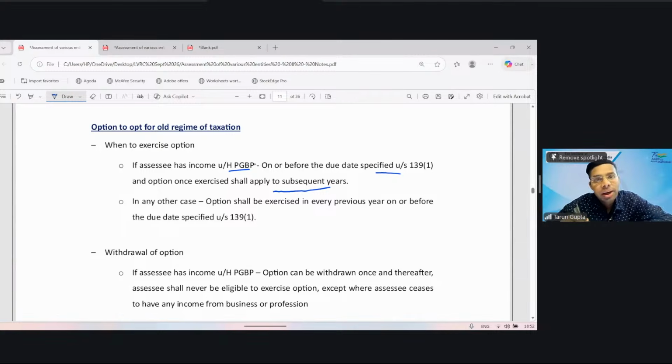In any other case, meaning if you don't have an income under PGBP, then you have to exercise the option of opting out each year on or before the due date of furnishing return of income. So if you're filing a belated return, then you don't have an option. You have to be governed by the new regime. Why? Because this option has to be exercised on or before the due date. If you have not furnished the return, you have not exercised the option, then you have to be taxed as per the new regime.